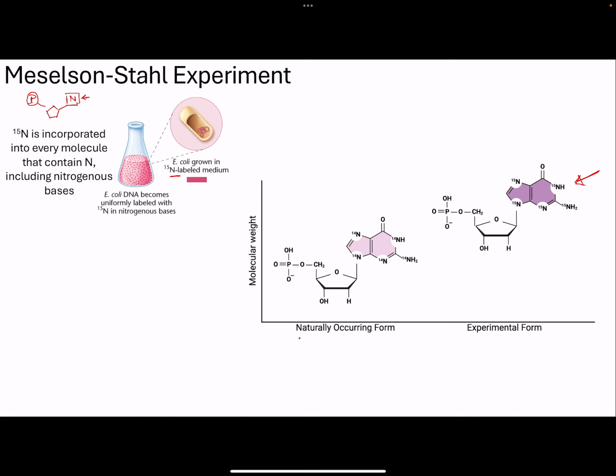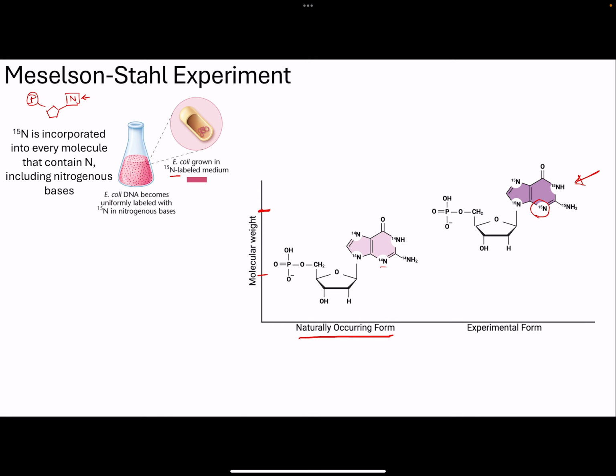So naturally occurring nucleotides have N14. They're going to have a lower molecular weight compared to our nucleotides that have this N15 version. They're going to have a higher molecular weight, literally weighing more, making the DNA heavier.